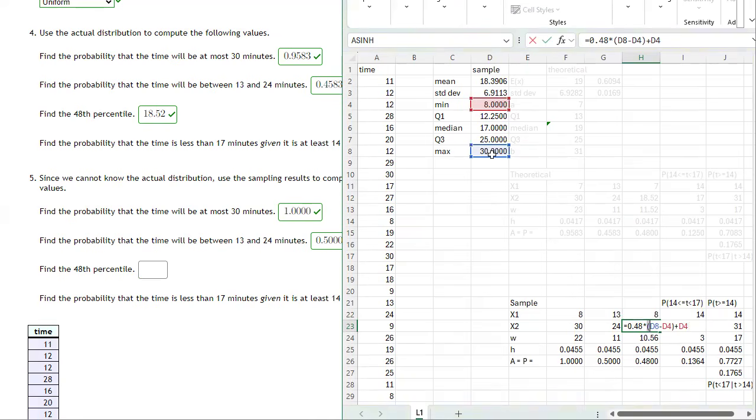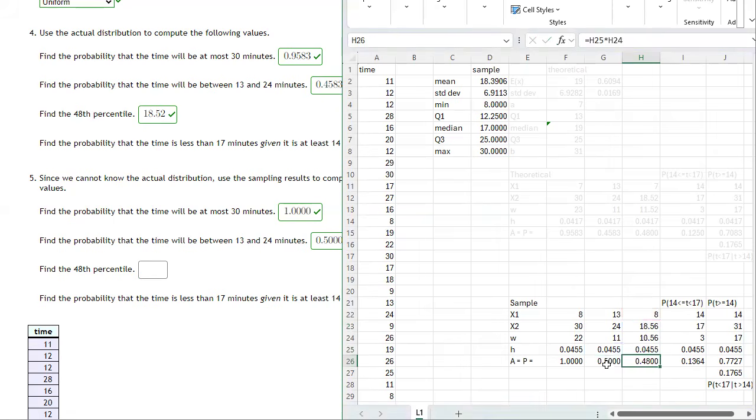This is, again, the 0.48 times the difference between our sample minimum and maximum, and then that product added to the minimum value. So our 48th percentile is 18.56. Now notice the width: 18.56 minus 8 is 10.56.